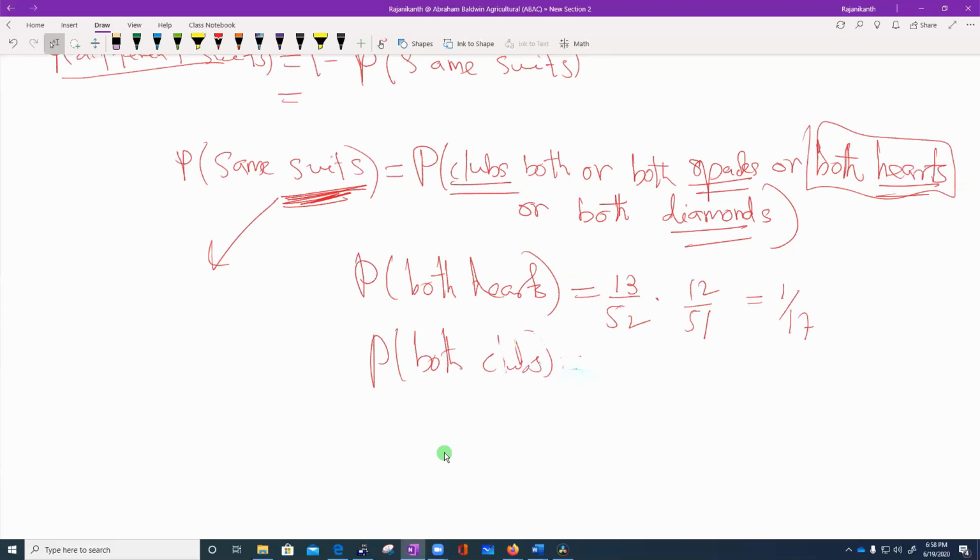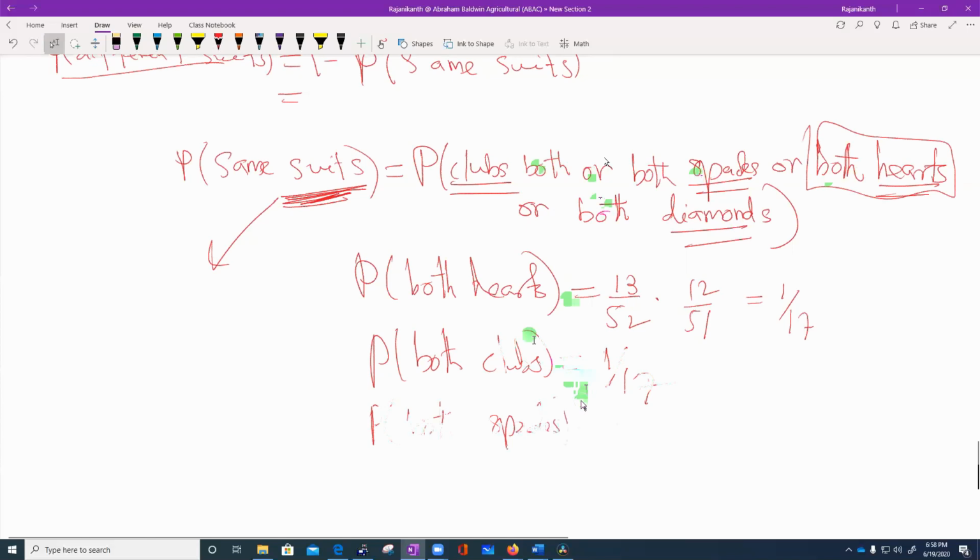If this is the case, do you want me to do the problem again? No, I don't want to. You will get the same probability again. All four will be the same probabilities. Do you get that point? Yes. That's why I multiplied by 4.